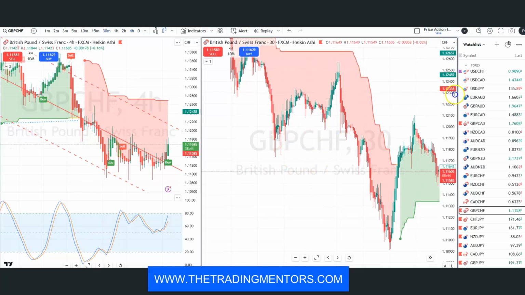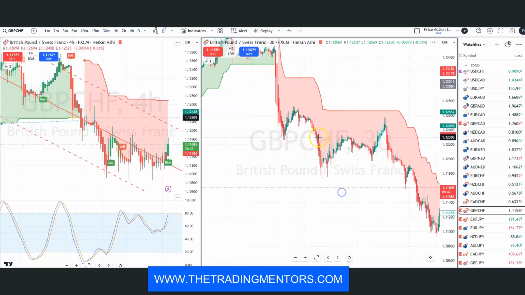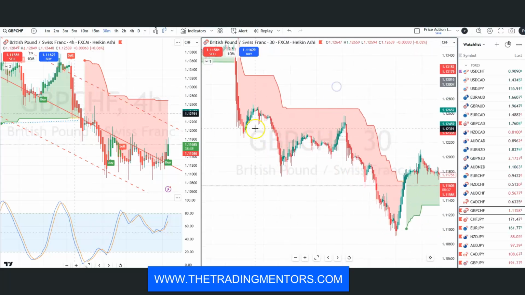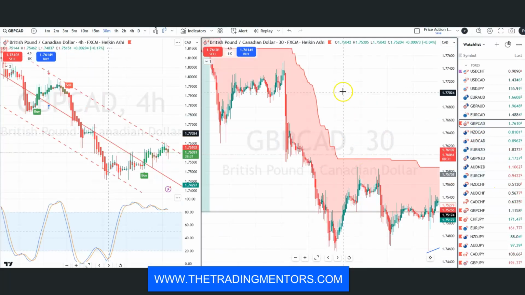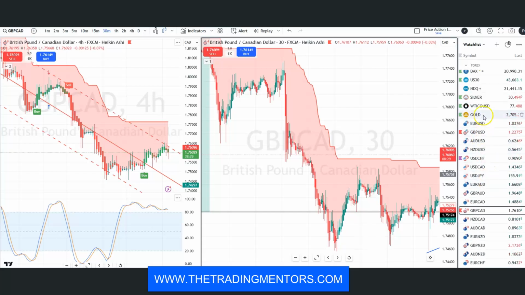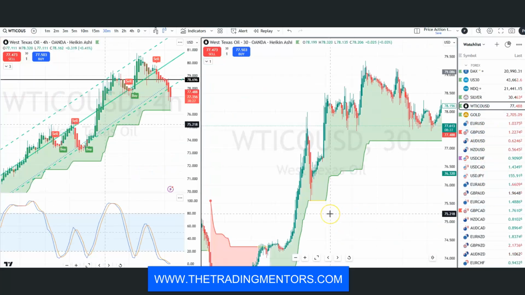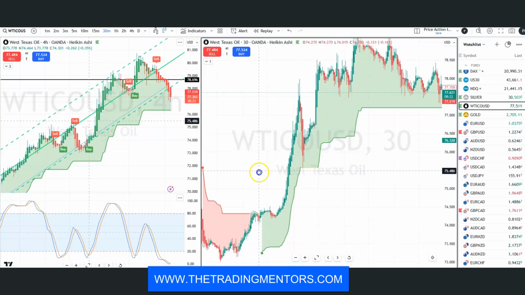Not much going on, but here's a pound Swiss. No price cycle as such. Not the best. Pound Canadian, I've shown you that one. Let's have a look at oil, shall we? Bit of fun. Okay, so yeah, we can see the price cycle here.